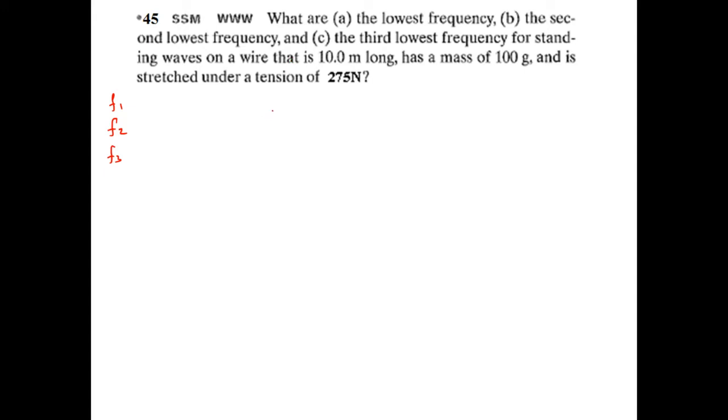Let's continue to read the question. What is given here? Standing waves on the wire, and the wire length is given. The length of the wire is given as 10 meter. And the mass of the wire is given. What is the mass of the wire? 100 gram, or 100 multiplied by 10 to the power of minus 3 kilogram. Clear? Very good.